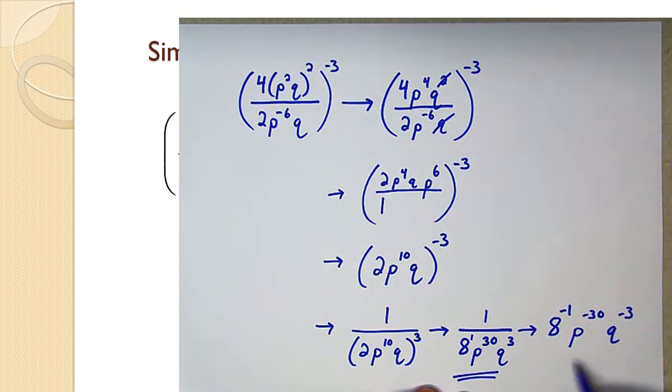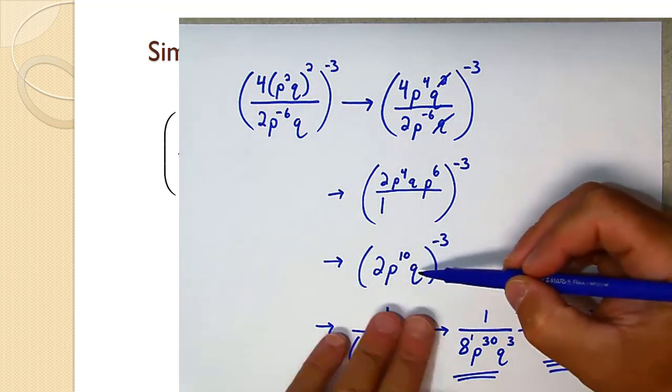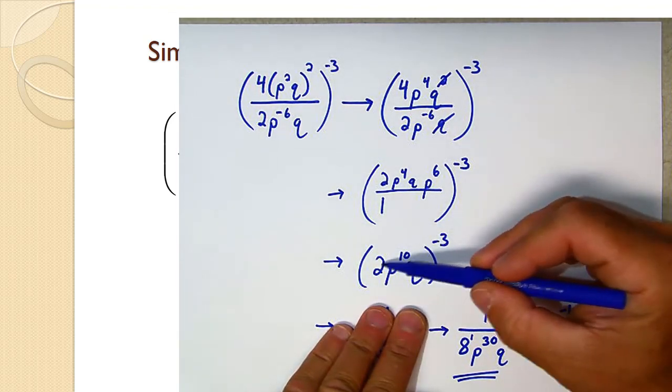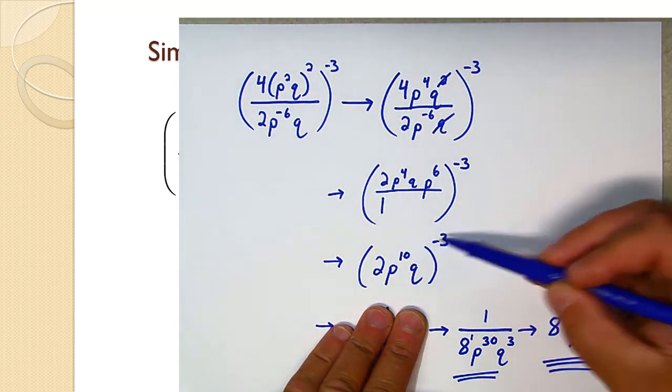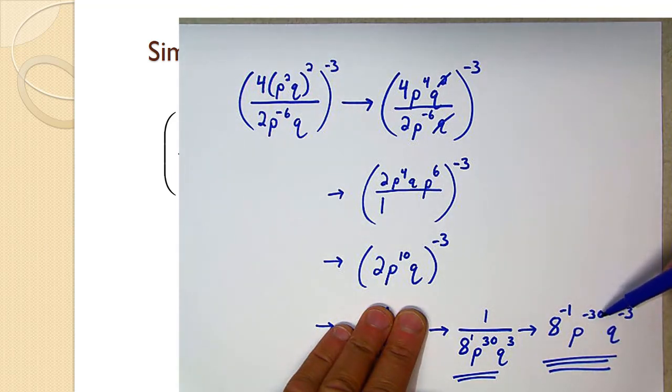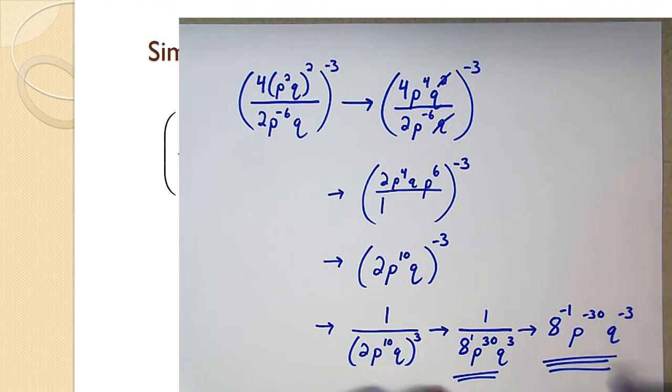And now we don't have any fractions, so we have to accept the negative exponents, but we did simplify it without fractions. Now you might note that we could have done that a step ago. We could have said, before we even introduced a fraction, 2 to the negative third power, that's 1 over 8, or 8 to the negative 1. P to the 10 times negative 3 is p to the negative 30th, and q to the negative third. In any case, our simplification has to be the same.